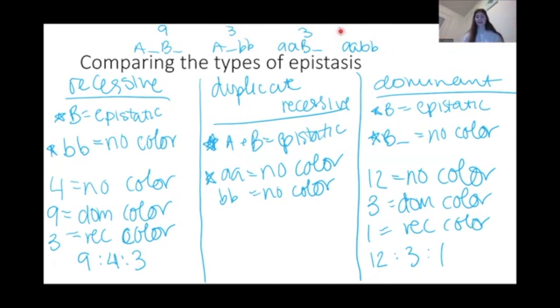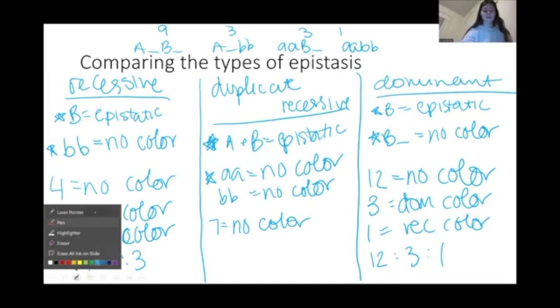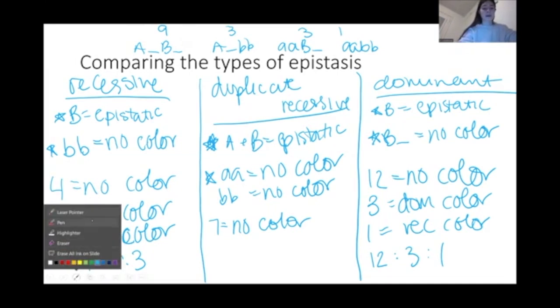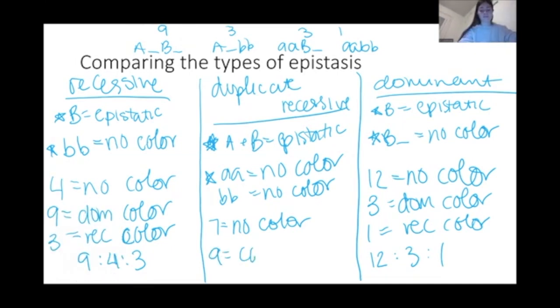So that means that 7 of them are going to be able to have no color. And again, it doesn't matter if one of them is recessive, the other one is dominant. As long as one of them is recessive, no color. So that means that 7 have no color. And our last option is going to be this 9 over here, since that has both of them dominant. And that 9 would just have color.